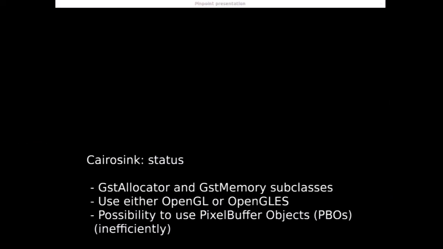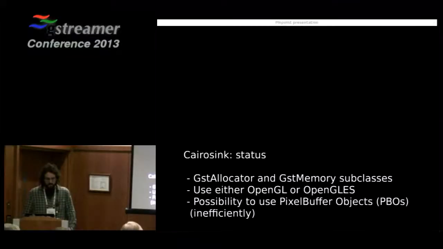And it's starting to work. I'll show some results later on, maybe even a quick demo. So I created a GST allocator and a GST memory subclasses. So I have my own memory, which is a way for me to handle my GL textures and link them to a Cairo GL surface.